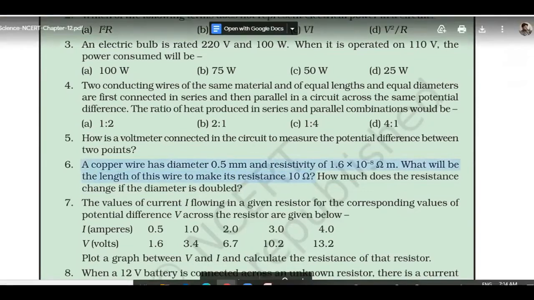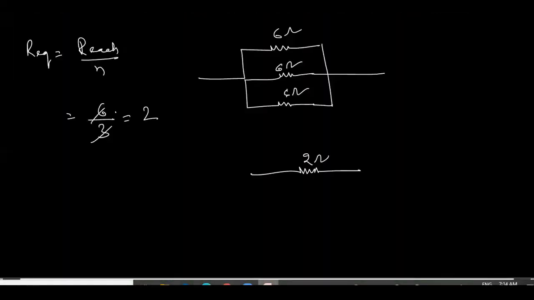अगर आपको किसी एक वायर का डायमीटर 0.5 mm दे रखा है, so if it is being given to you that diameter is 0.5 mm, तो रेडियस आपका हो जाएगा 0.25 mm.